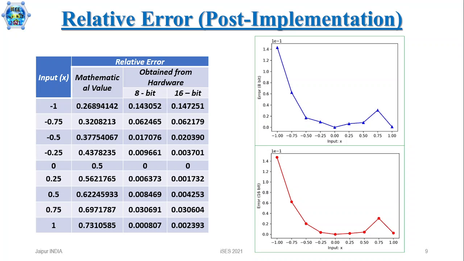Post-implementation relative error can be observed from the table, and we can see that as the bits are increased, the error decreases, from the two graphs given on the right side of this slide. And we can see that the graph in red decreases the error and gets smoother after the input values of 0.25 to 0.50. And the table shows the relative error for hardware obtained values and mathematical values.